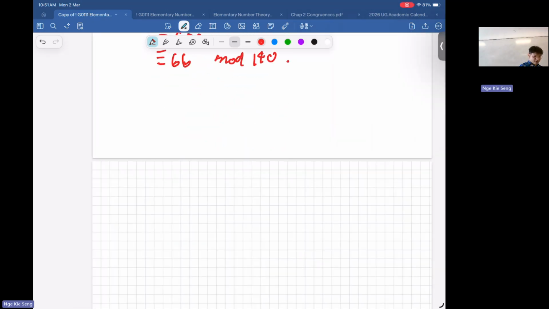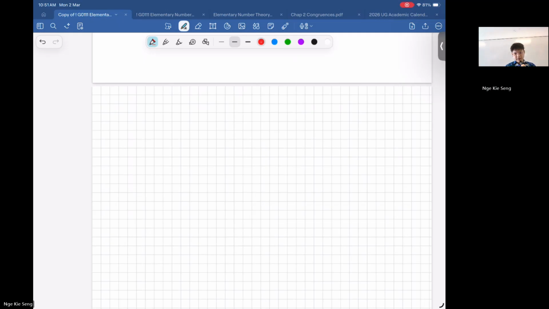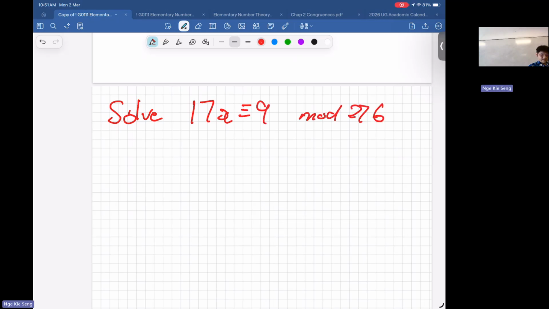Actually, there's one question that you can also solve. For example, how to solve this? Solve 17x ≡ 9 mod 276. Maybe one way to solve it is like what we did at the start. You find the GCD of 17 and 276, which is 1, so the inverse of 17 will exist. Then you solve it like that. But you could also realize that 276 is actually 3 times 4 times 23.